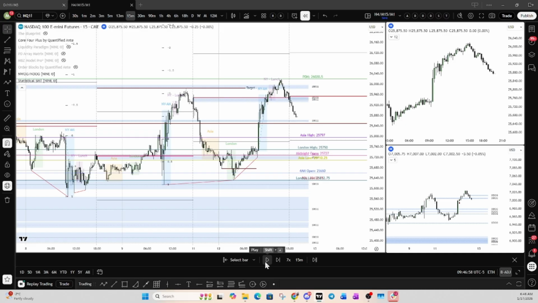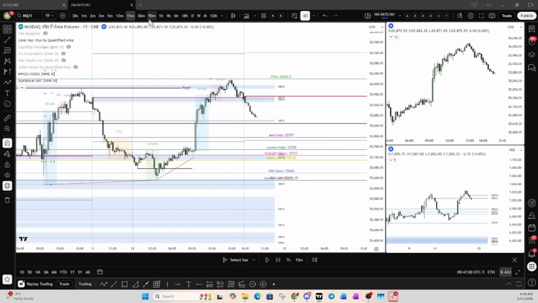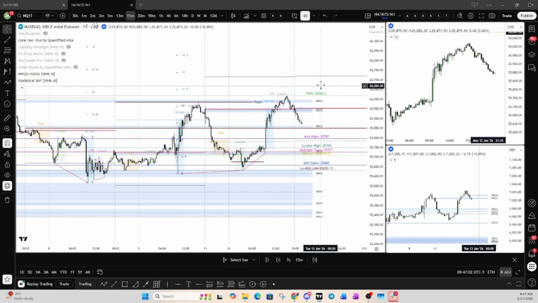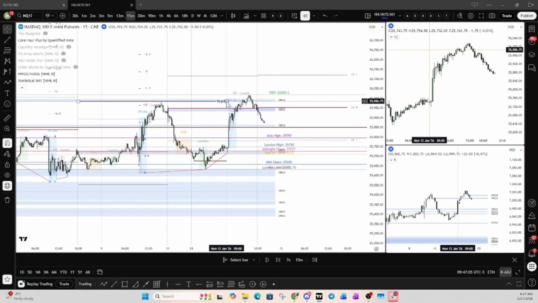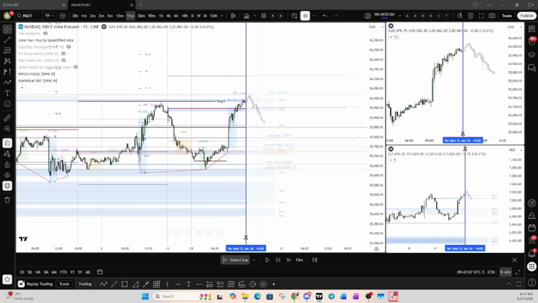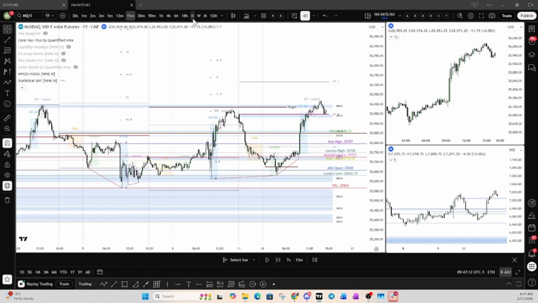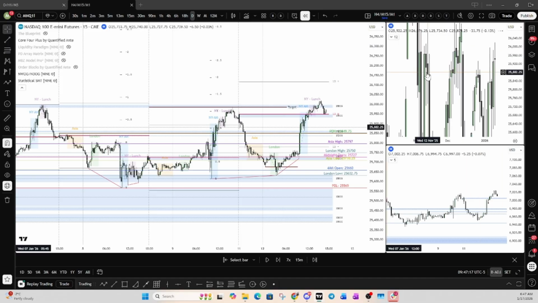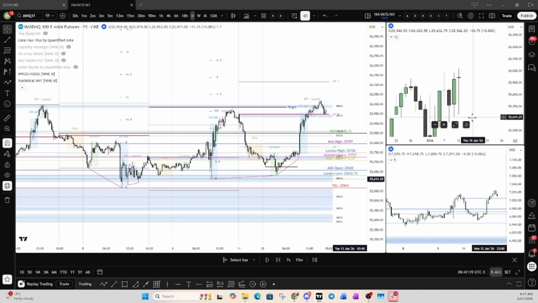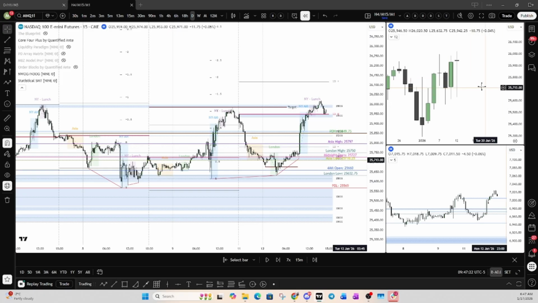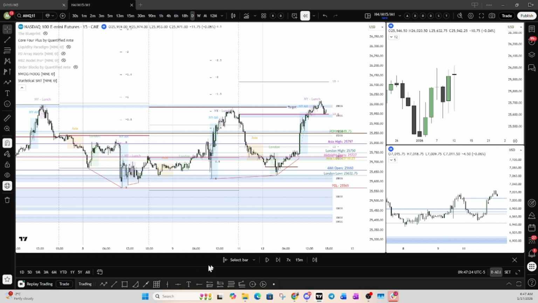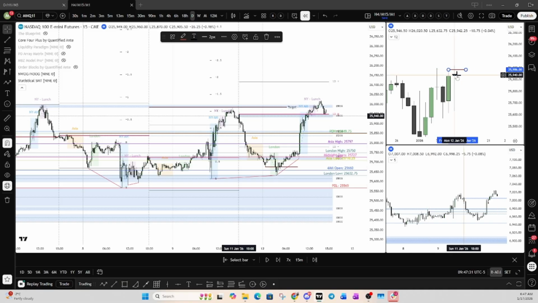So let's just fast forward here. Before we move on, I just want to make sure that we go back through the day. Before we go to that, we're going to go to the daily. Actually, let's do this. We'll put this daily up here. So then you have this candle, the Monday candle, that swept previous day high and closed down back inside the range.